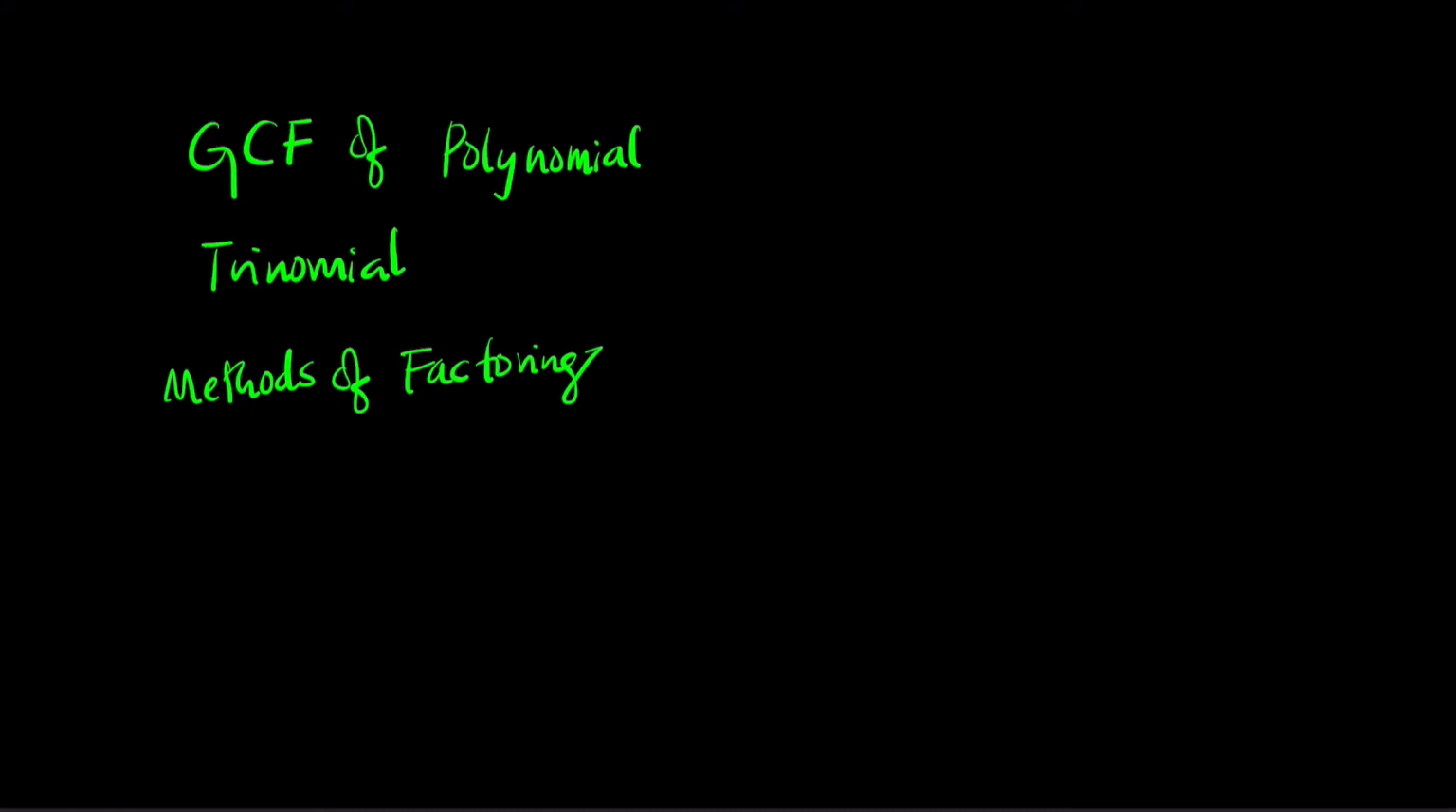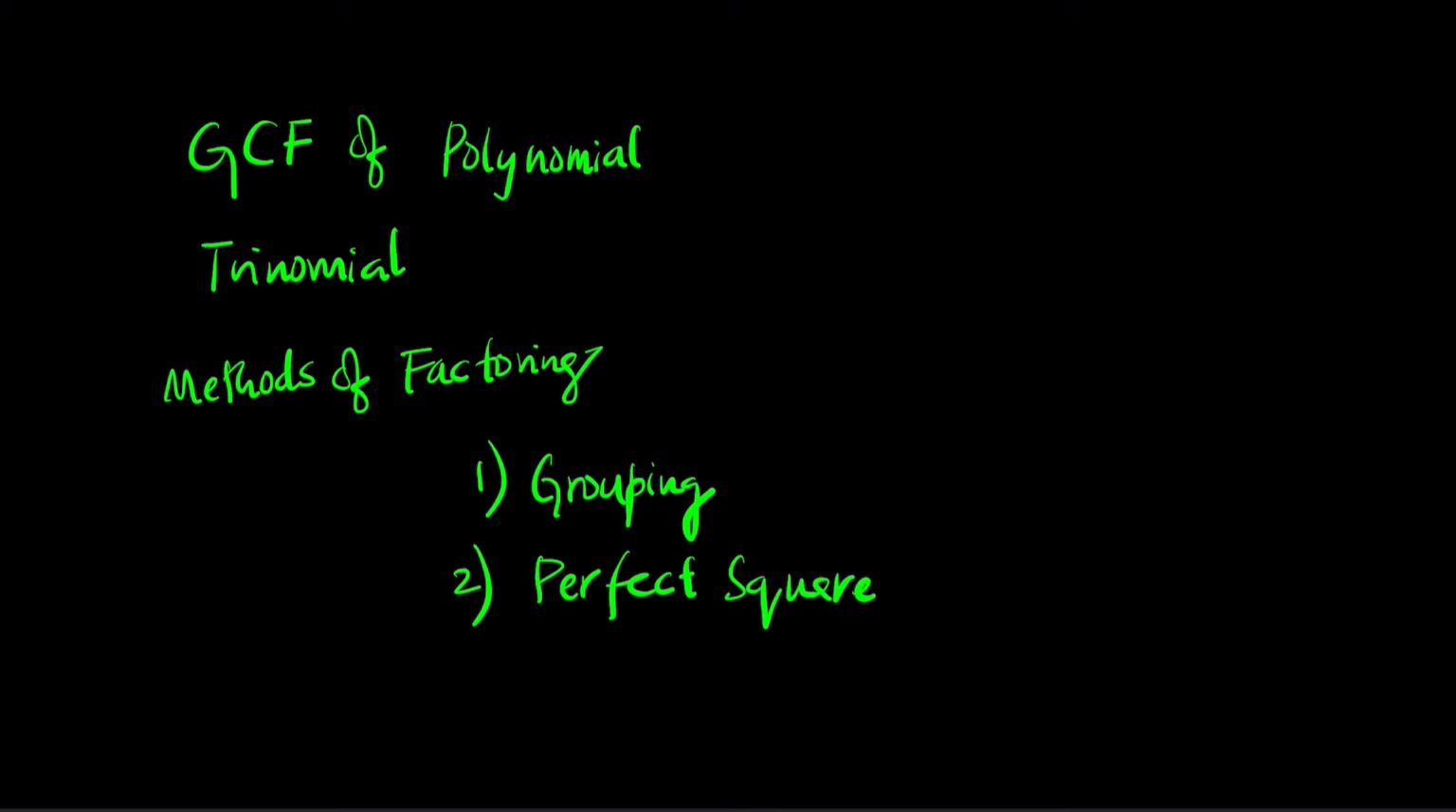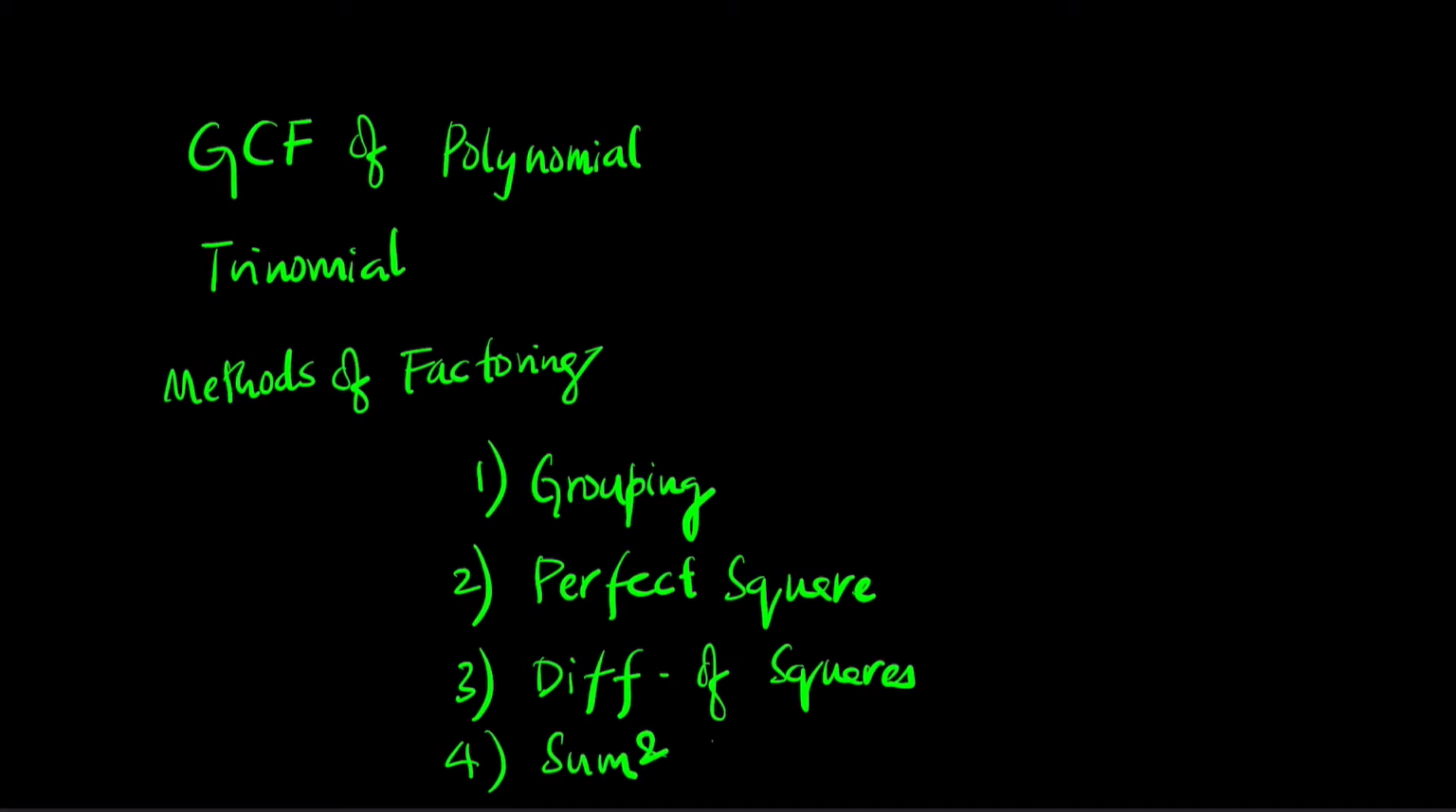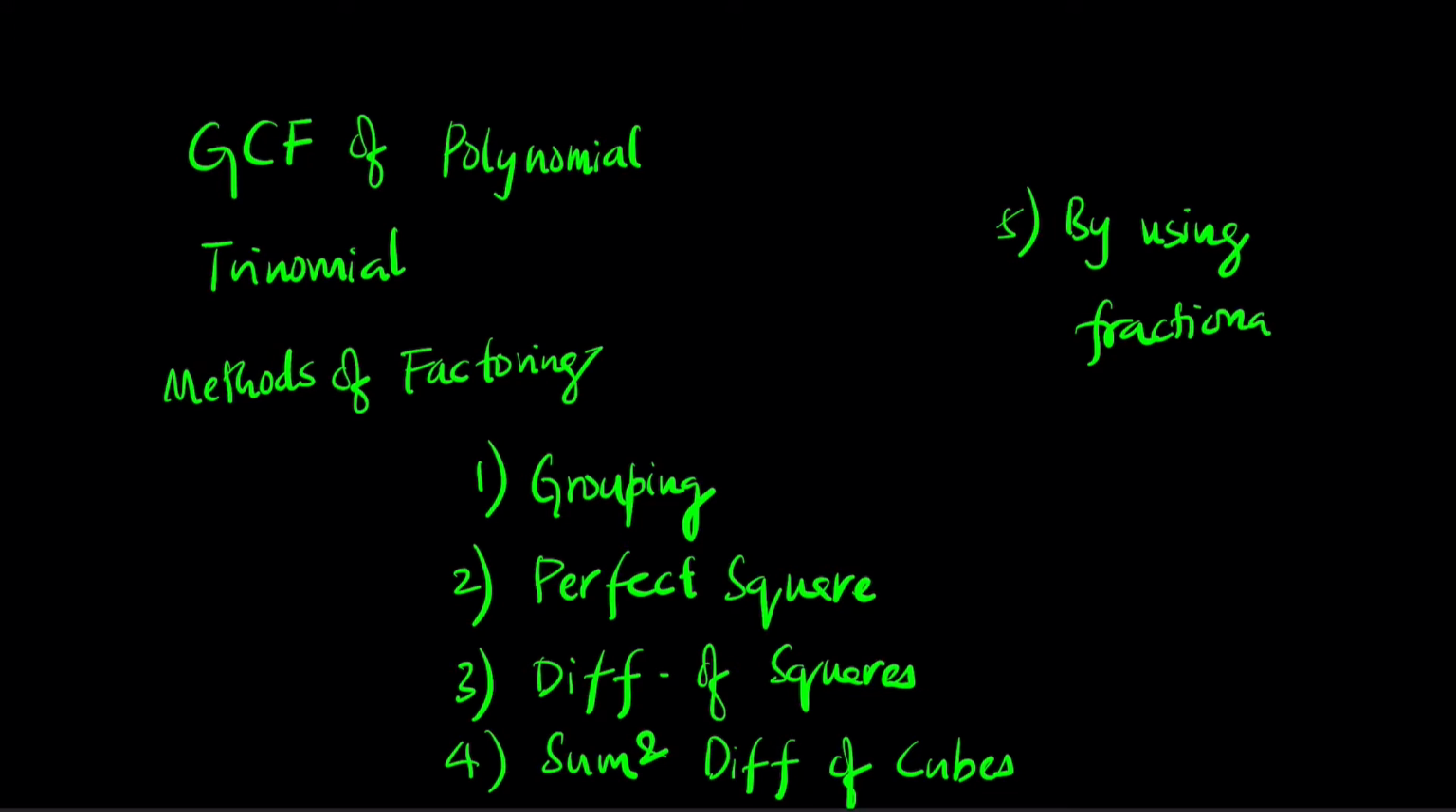So the first method is grouping. The second method is the perfect square trinomial, by perfect squares, and third is difference of squares, and fourth we'll see sum and difference of cubes, and at last by using fractional or negative exponents.